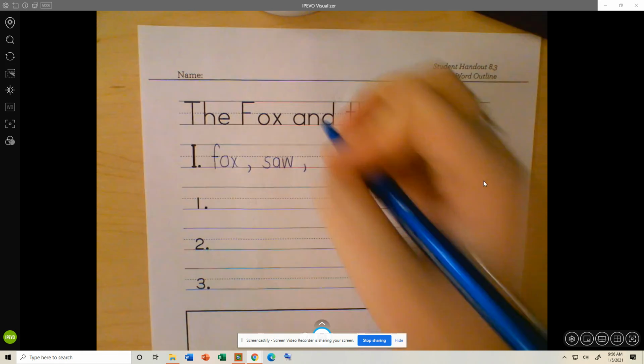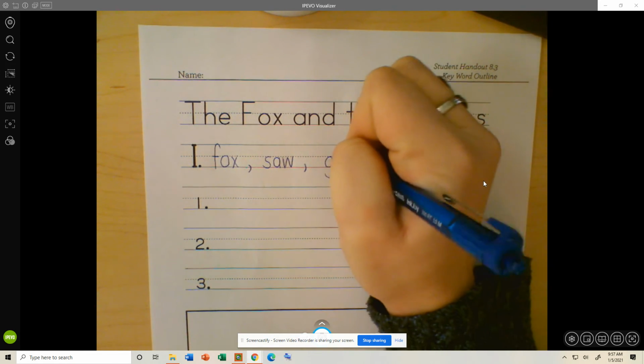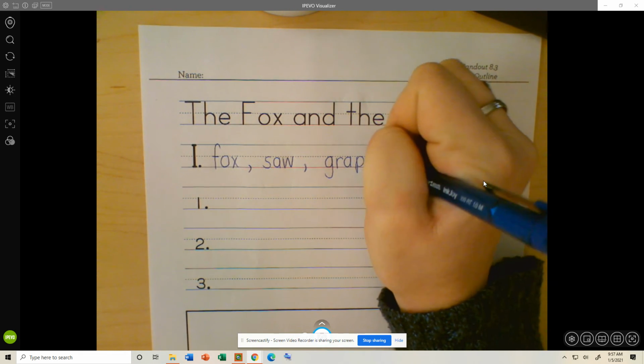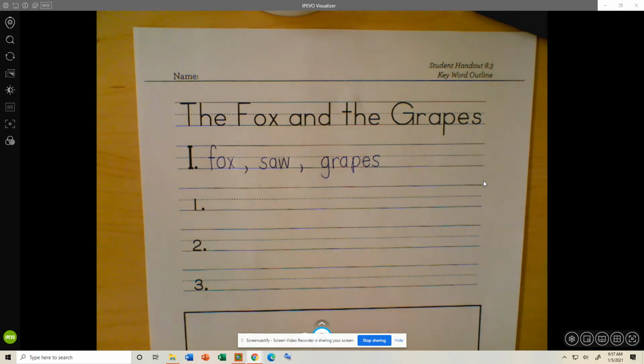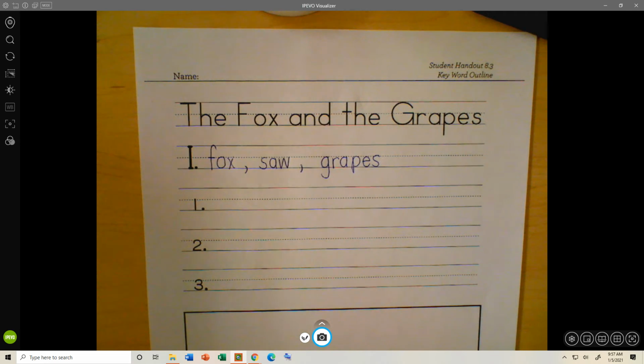Fox saw, and then our other word we circled was grapes. Okay, that's exactly what your line should look like. Fox saw grapes. Give you a minute to write those words. Make sure you write them nice and neat. And don't forget those commas in between as well.